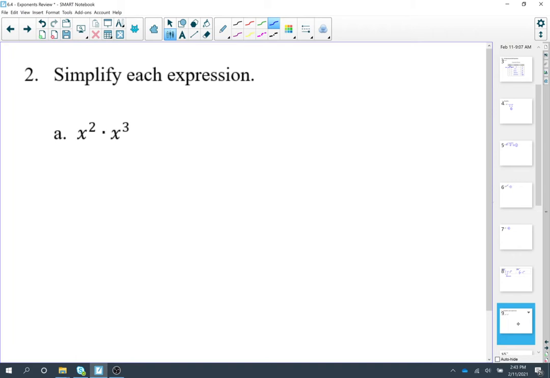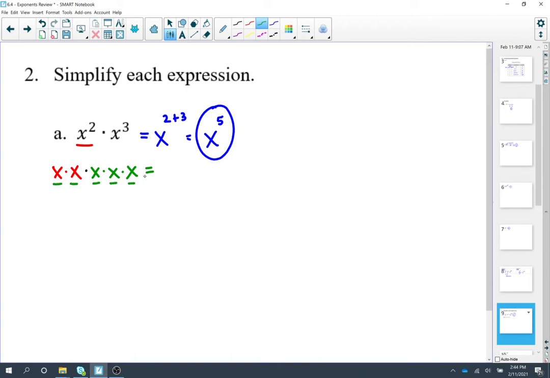Example 2, simplify each expression. Letter A, we have x squared times x to the third. This is the product rule, so that's going to be x to the power of 2 plus 3, which is x to the fifth. Now, the long way of thinking about that would be like saying x squared is really x times x, there's two of them. Then you're multiplying that by x to the third, which is 1, 2, 3. Ultimately, when you do that, you now have 1, 2, 3, 4, 5 x's, which is what gets you x to the fifth.